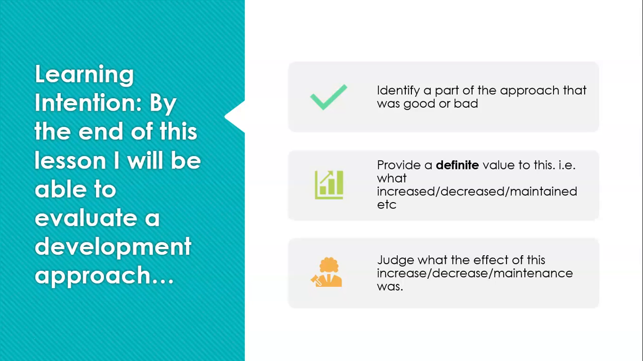Well, to use evaluate for this, we would have to identify a part of the approach that was good or bad. We then have to provide a definite value to this, i.e. what's increased, decreased, or maintained, etc. And then finally, we judge what the effect of this increase, decrease or maintenance was. So we'll identify, we'll provide a definite value to this, and then we'll judge what the actual impact of this was. And in this case, on performance development.